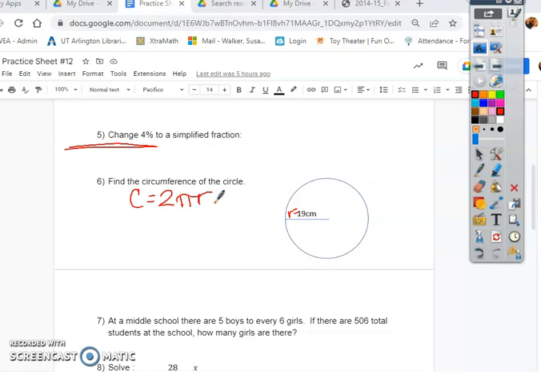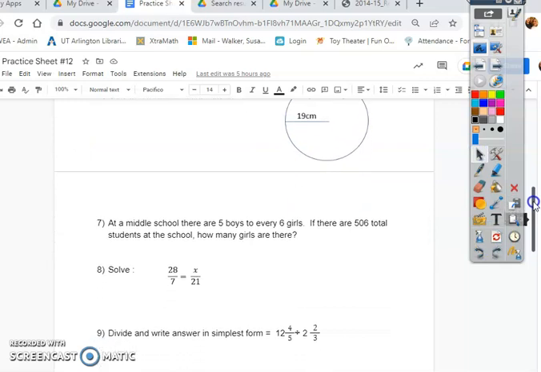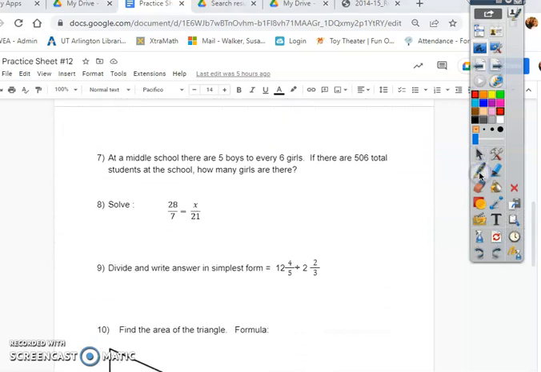Now we're going to look at number 7. This is what we've been working on this week. Okay? So I'm going to read it, and we're going to go over it together, and you'll solve it alone. Okay? At a middle school, there are 5 boys to every 6 girls. So this is a ratio. This is a part-to-part ratio, boys to girls. If there are 506 total students at the school, how many girls are there?